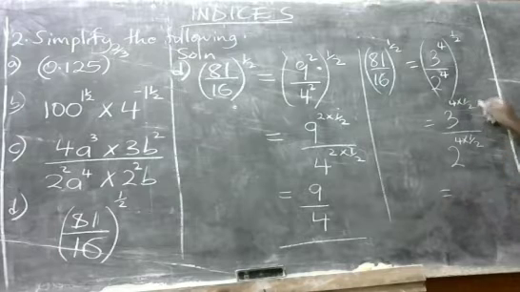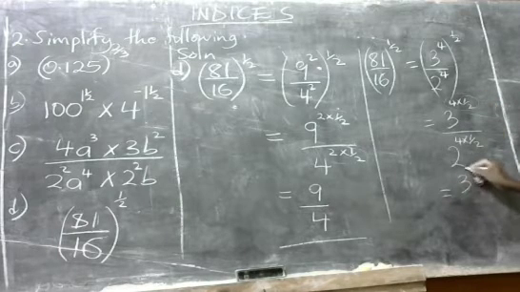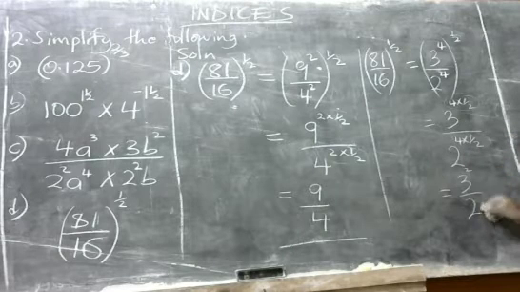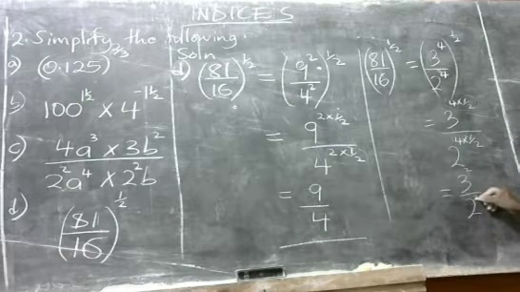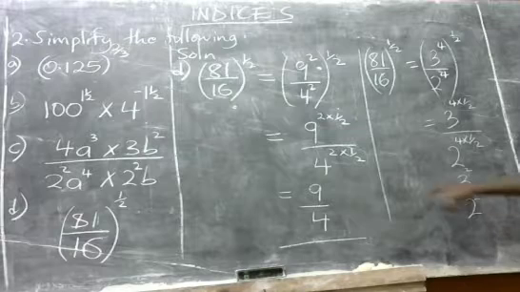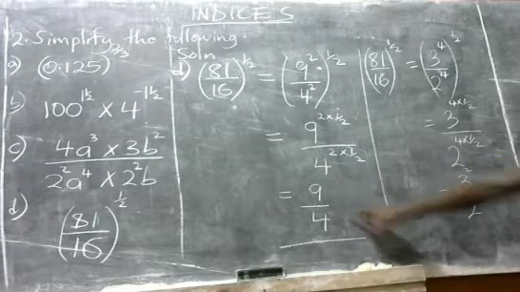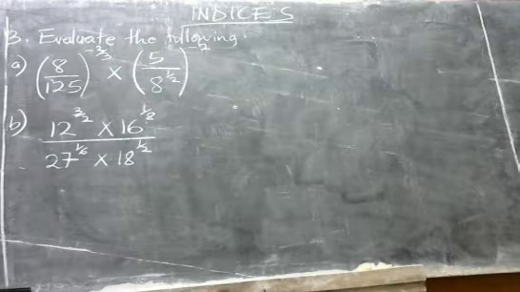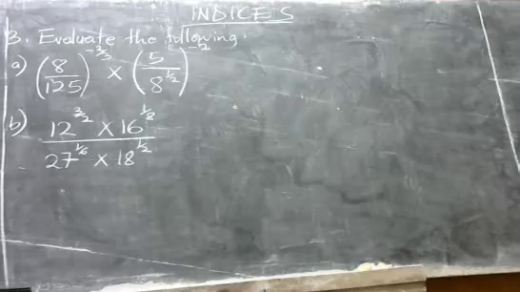So computing this is 3 power 2 all over 2 power 2, which goes back to 9 all over 4. So our example 3 there, evaluate the following. Part A is right there and part B.